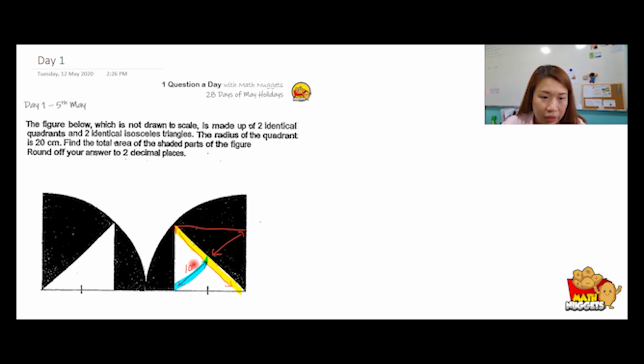So the height here will be 10. This is actually 10 as well. Alright? So let me find the area of one triangle. Half times base, 20, times height, 10. So this is 100. So I have two of those. 2 times 100, that's 200.